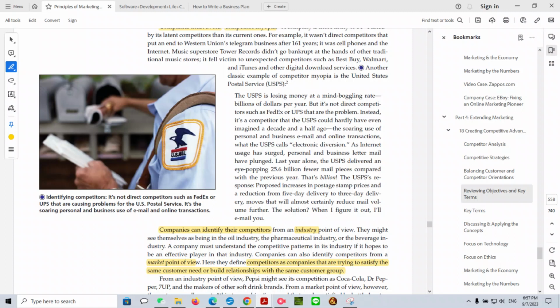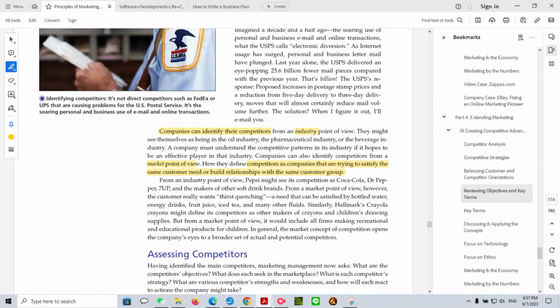How do you do that? You do it through presenting your value proposition. That's a strategic way to do it. From an industry point of view, Pepsi might see its competition as Coca-Cola, Dr Pepper, 7 Up, and the makers of the other soft drink brands. From a market point of view, however, the customer really wants just thirst quenching. That need can be satisfied by bottled water, energy drinks, fruit juice, iced tea, and other fluids.